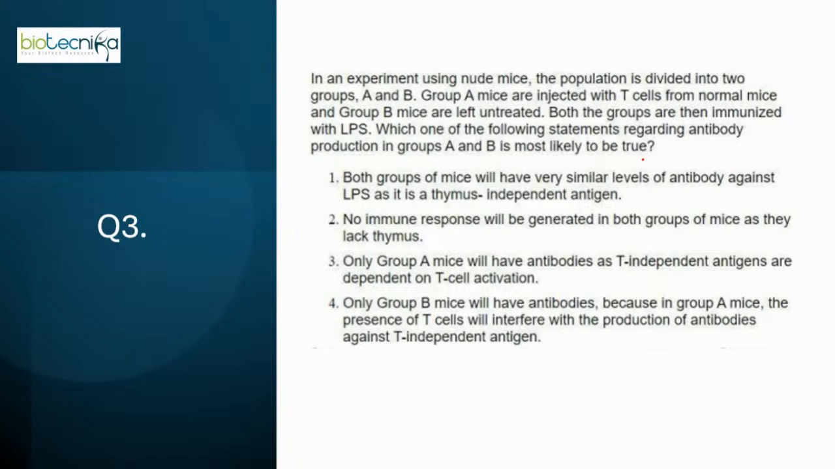So you can understand that there are two experiments given here. I don't have an explanation, I don't have any picture regarding this because this is an experiment. So you have to understand this. LPS, lipopolysaccharide. So you have the population divided into two groups A and B. A is injected with T cells from normal mice.